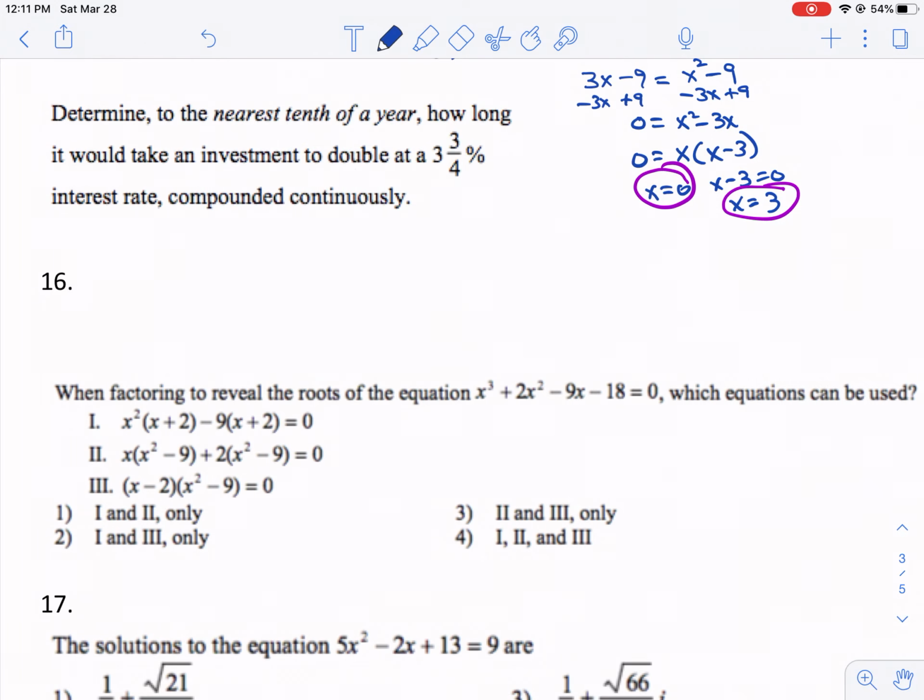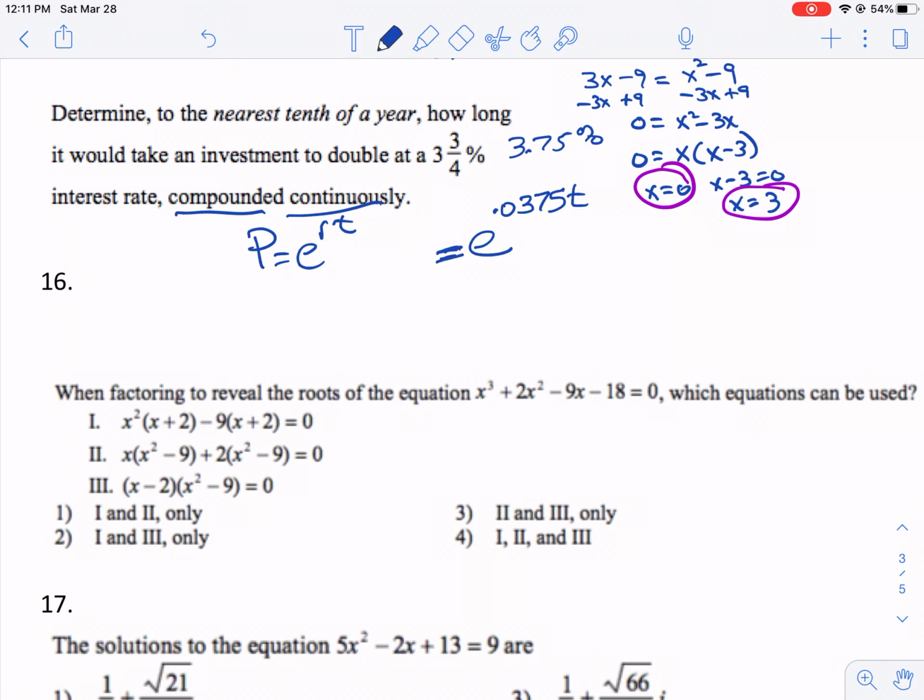15. Determine to the nearest tenth of a year how long it would take an investment to double at a 3 3/4% interest rate compounded continuously. Compounded continuously was PERT, e to the RT. All right, so we need to find the time. The rate, let's see, that's 3.75%. So if I move the decimal twice, 0.0375 t.